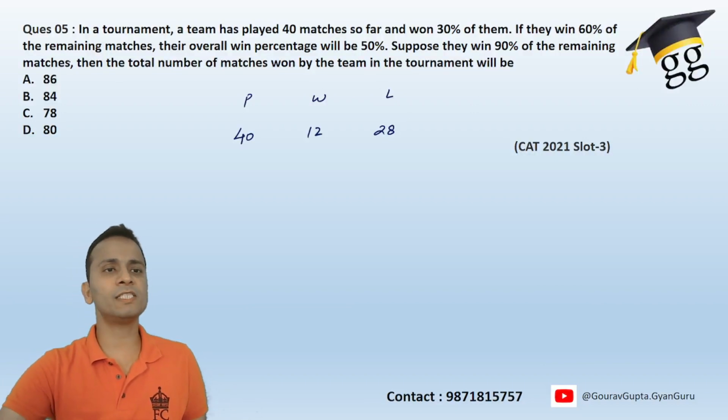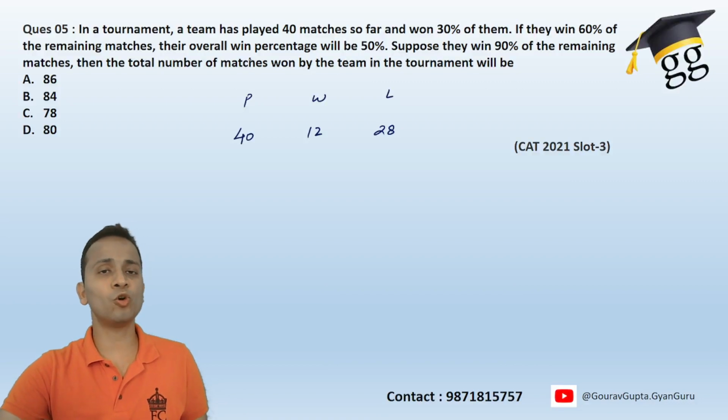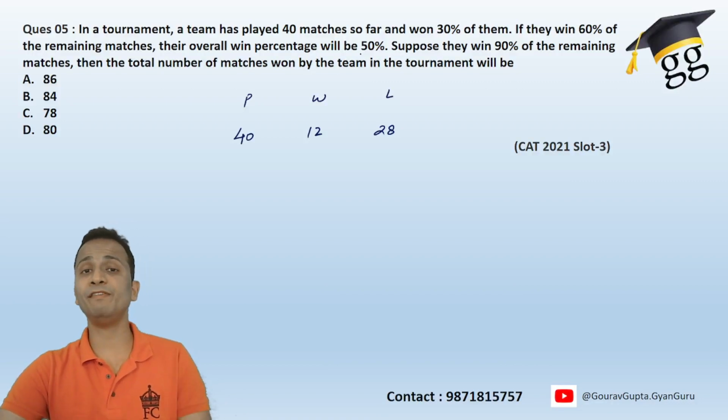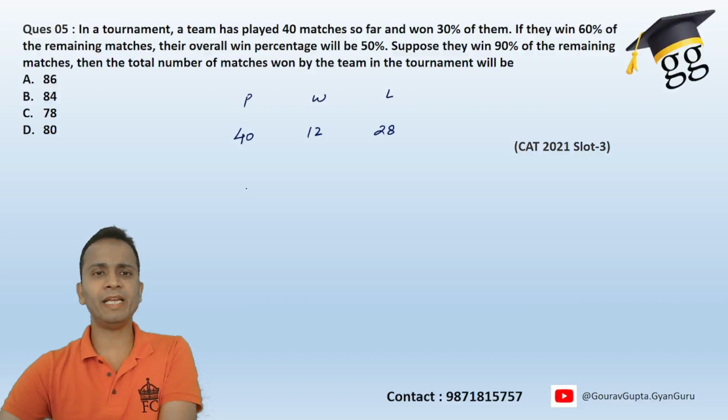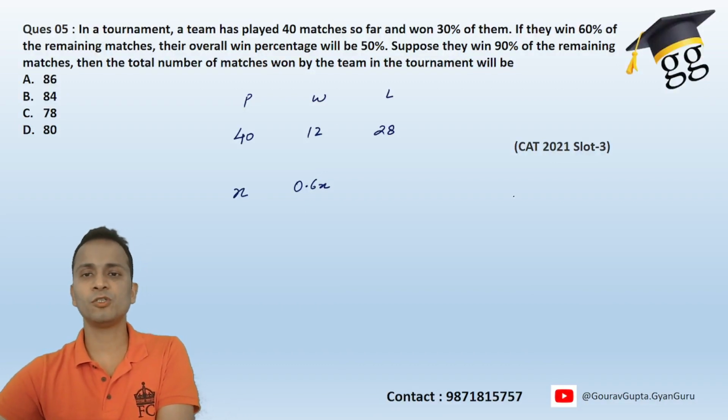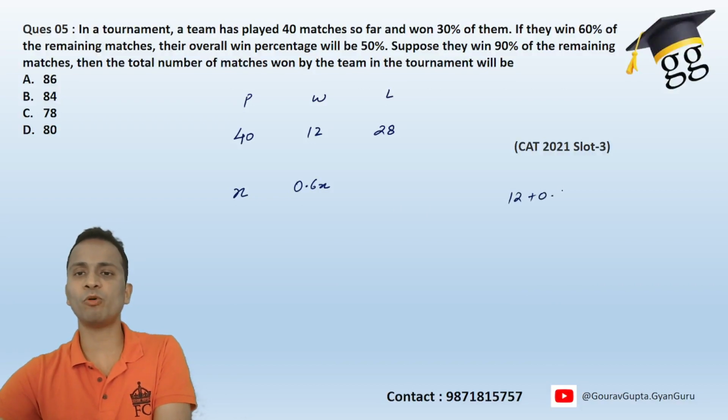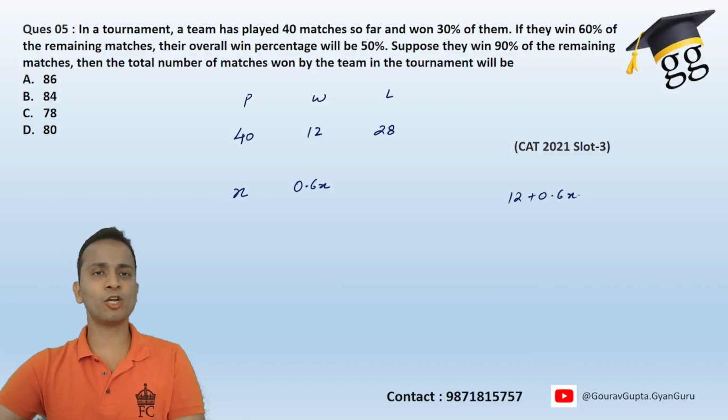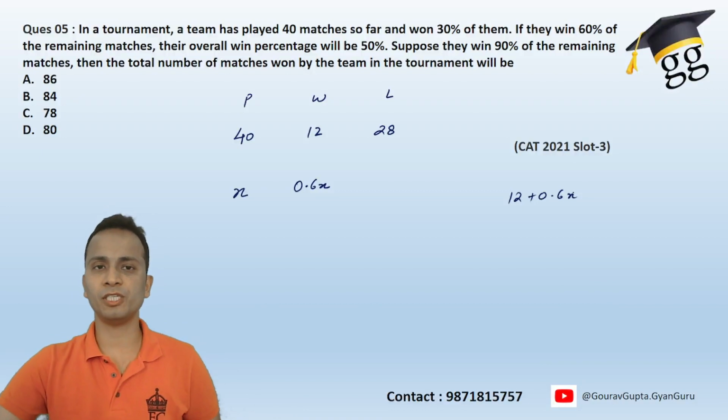Now, if they win 60% of their remaining matches, their overall win percentage will be 50%. So let's say the remaining matches are x. So if they win 60% of x, right? So their overall win percentage. So total number of wins, how much is it? 12 plus 0.6x. Now their overall win percentage will be 50%.